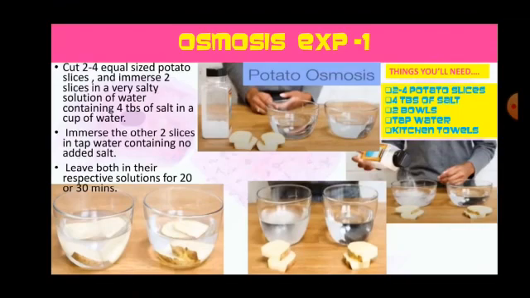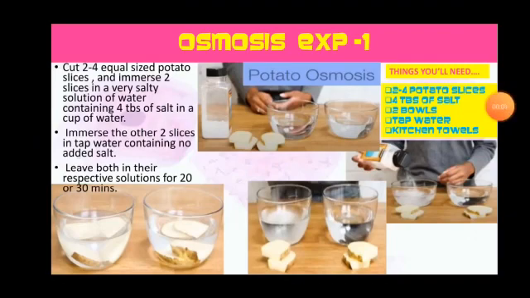Now let's perform experiment number 1 of osmosis. The things you need for this potato osmosis experiment are, number 1, 2 to 4 slices of potato, preferably equally sized. You have to cut them already and keep them ready. You need about 4 tablespoons of salt. You can also take sugar, but I take salt. Then you need 2 separate bowls of water. The water has to be tap water. And you need some kitchen towels over which you will place these potato slices.